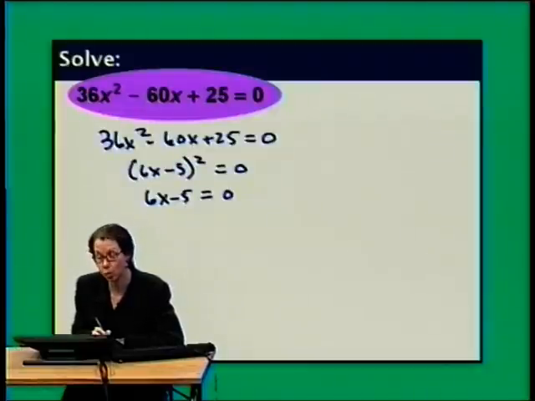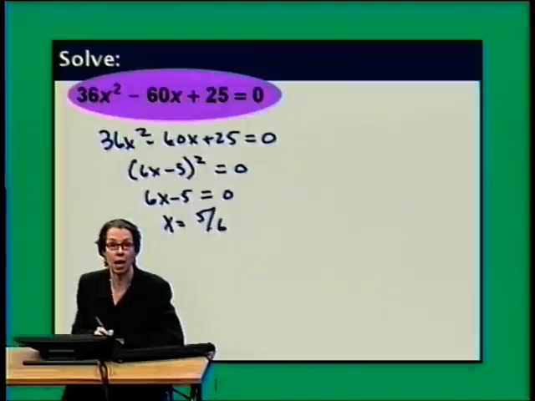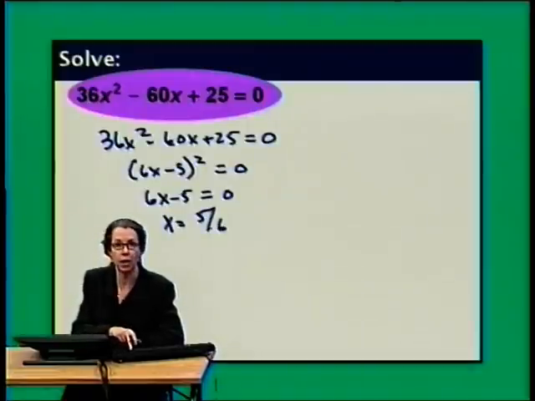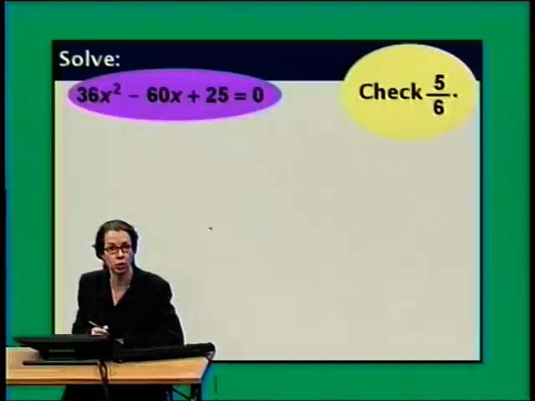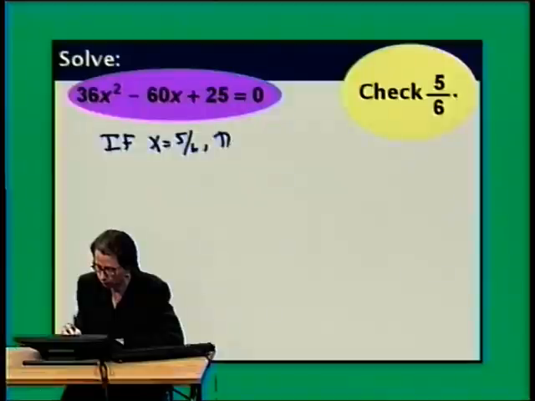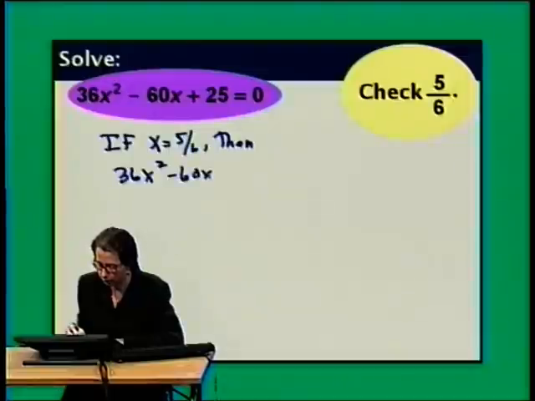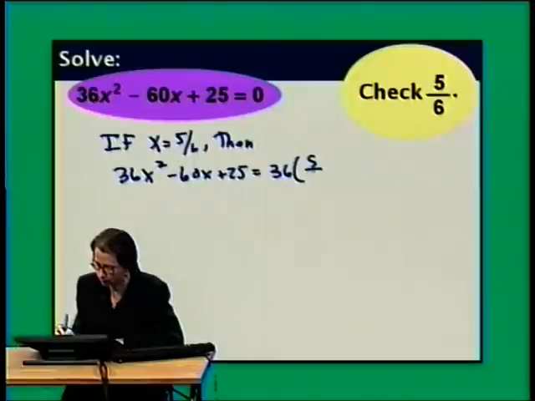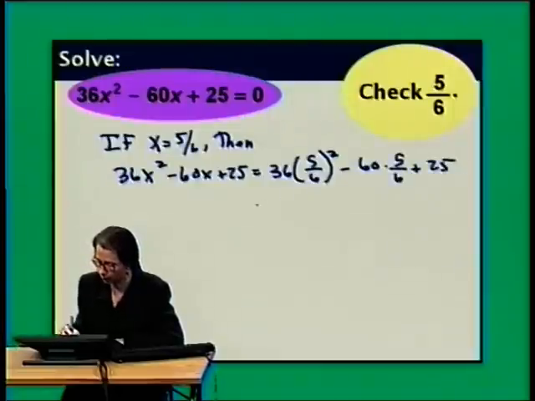Solving this linear equation for x, I get the proposed solution x equals 5/6. But I definitely want to check it. When I check it, I'll check it in my original equation. If x equals 5/6, then 36x squared minus 60x plus 25 equals 36 times 5/6 squared minus 60 times 5/6 plus 25.